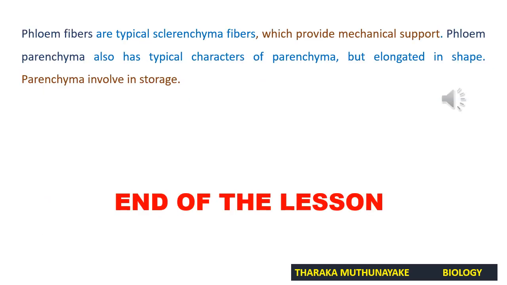Finally, we can discuss about phloem fibers and phloem parenchyma. Here it says phloem fibers are typical sclerenchyma fibers which provide mechanical support. That's a function. So underline it. Phloem parenchyma also has typical characters of parenchyma but elongated in shape. Parenchyma involves in storage of food. That's its function. So in the previous slide, the adaptations of companion cells for efficient loading are mentioned in red color. So in your note, mark them as adaptations of companion cells for its efficient activities.